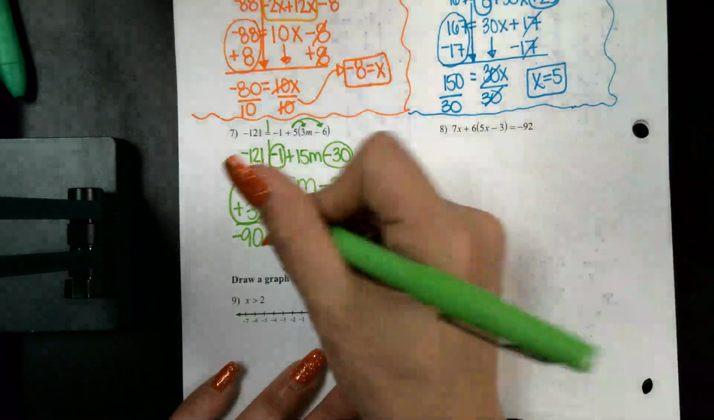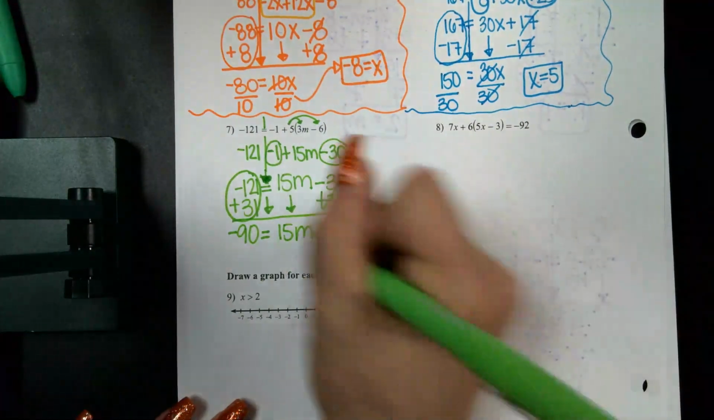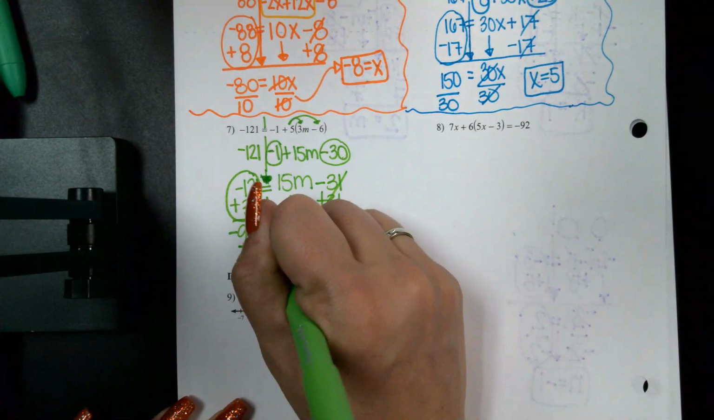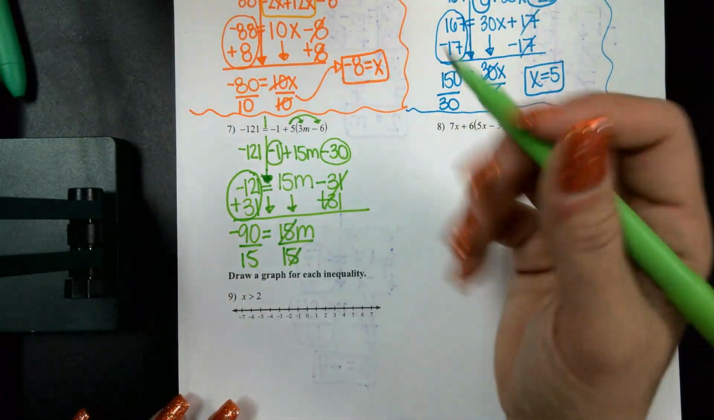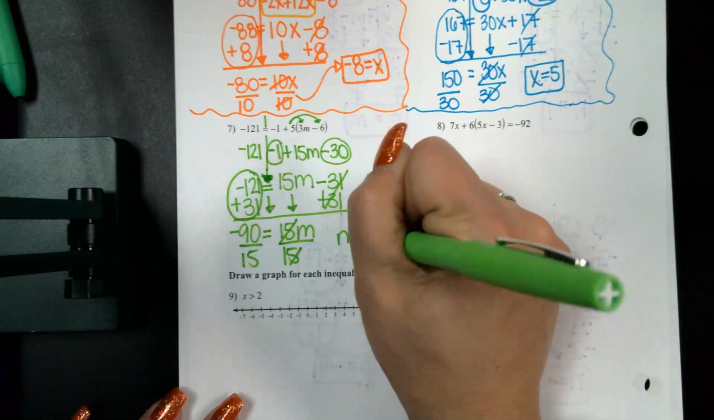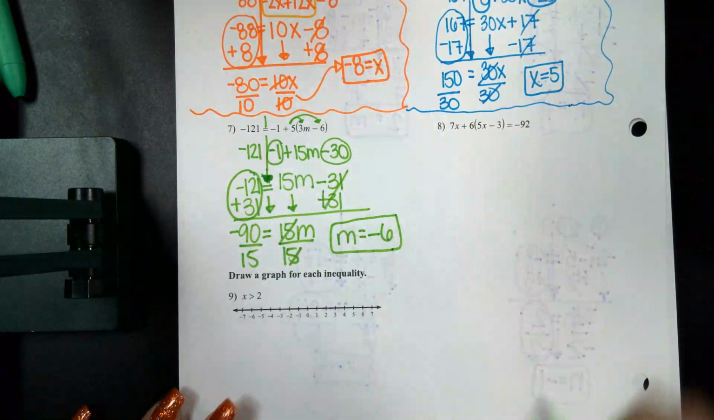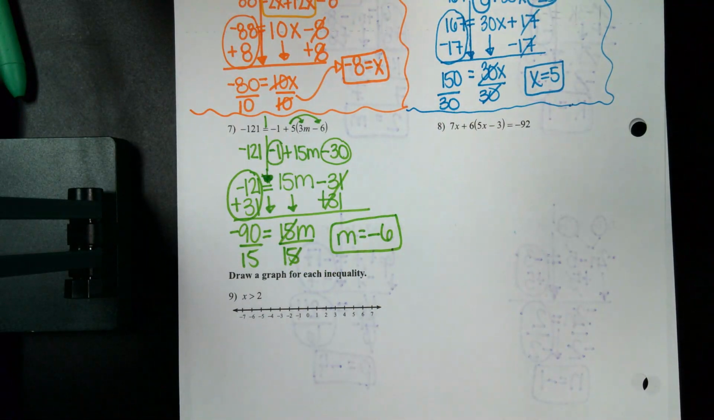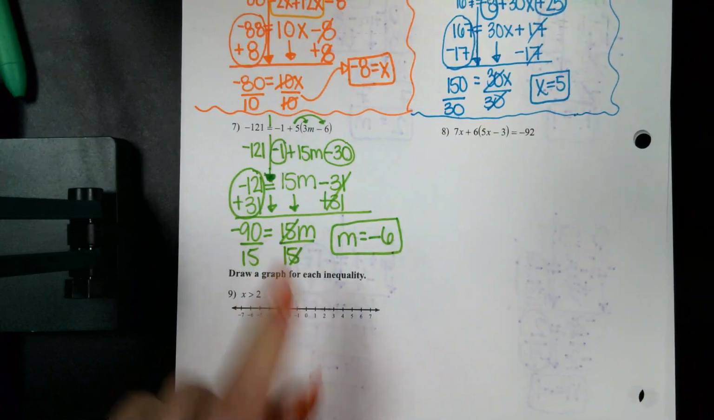Okay, so we have -121 plus 31 is -90, and then we can finish off with the division step. So if you have -90 divided by 15, what do you get? -6. And again, your final answer, it does not matter if you flip it around, because flipping around an equal sign is still an equal sign.